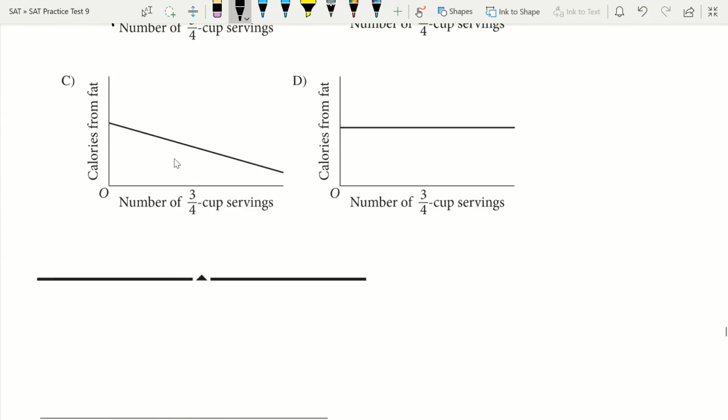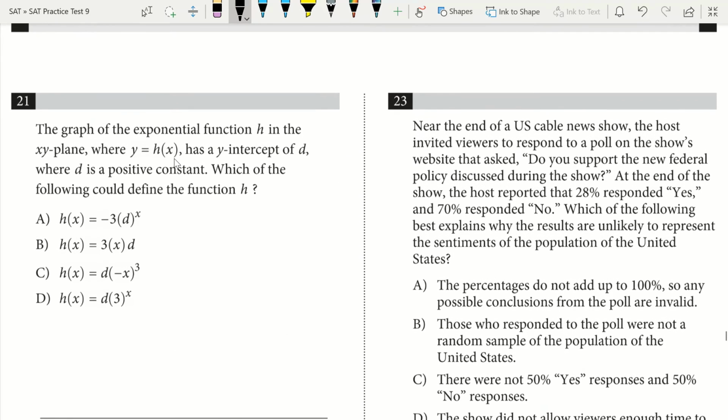All right, question 21. The graph of the exponential function h in the xy plane, where y equals h of x, has a y-intercept of d, where d is a positive constant. Which of the following could define the function h? All right, y-intercept is where x is 0. Now I know that if I put in x as 0 here, I get d to the power of 0, which is just going to be whatever d is.